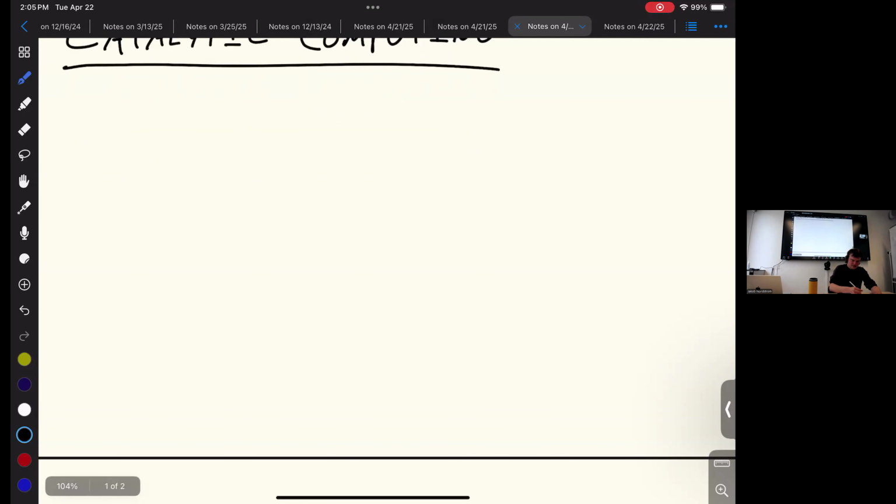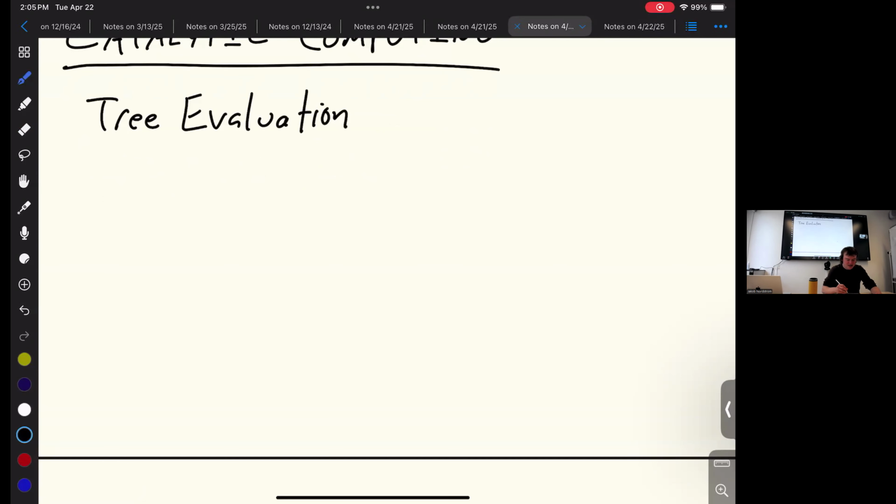So this is the tree evaluation problem. Okay. If my handwriting is completely illegible, please tell me. I will slow down.